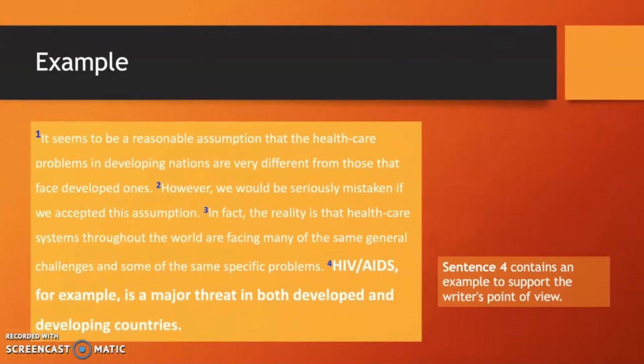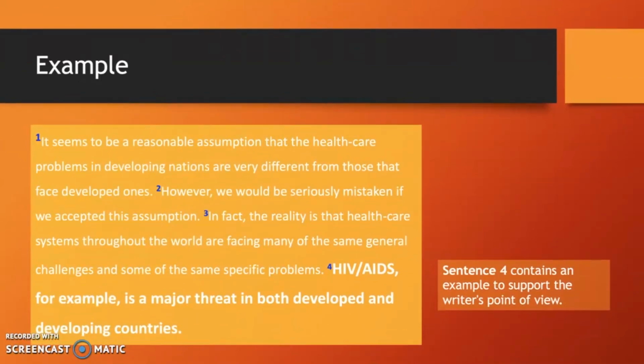And then looking at sentence number 4, it contains an example to support the writer's point of view. So sentence number 4 does not change the writer's view, it adds to it and makes the writer's view stronger. When it says HIV/AIDS, for example, is a major threat in both developed and developing countries. So that strengthens what the writer was claiming is the truth.